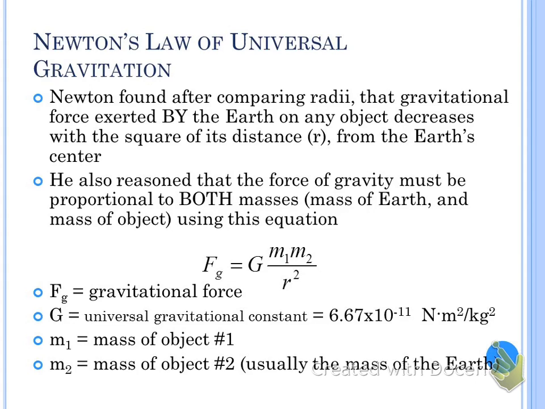So here is the value for big G, 6.67 times 10 to the negative 11th. Make sure you can see that negative right here. Okay. 6.67 times 10 to the negative 11th.